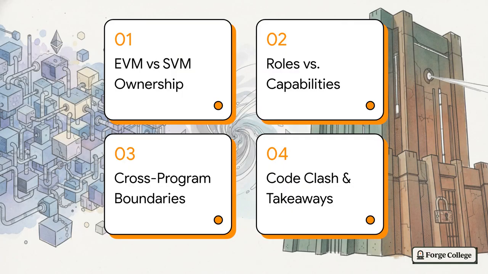All right, here's our game plan for today. First, we'll look at EVM versus SVM ownership. Then, we'll compare roles versus capabilities. Third, we'll check out cross-program boundaries. And finally, we'll wrap up with the actual code clash and some key takeaways.